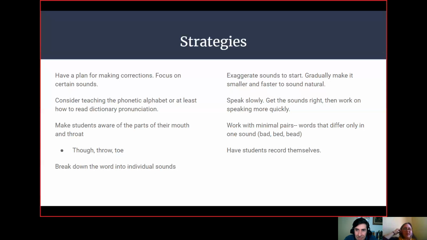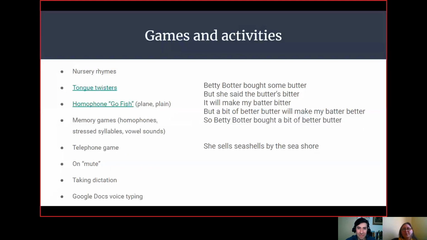Some different games or activities that you can do to practice pronunciation. For younger students, nursery rhymes and tongue twisters are very fun. They can really emphasize some of those difficult sounds. Maybe it's the R sound or the TH or some of those vowel sounds. And it makes pronunciation fun because everybody's going to sound a little silly.